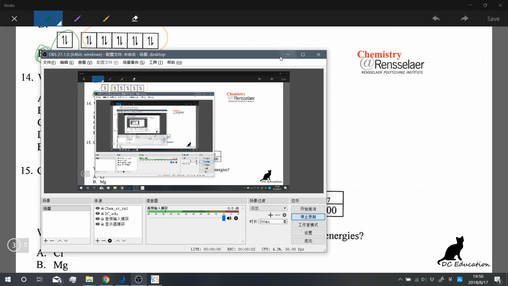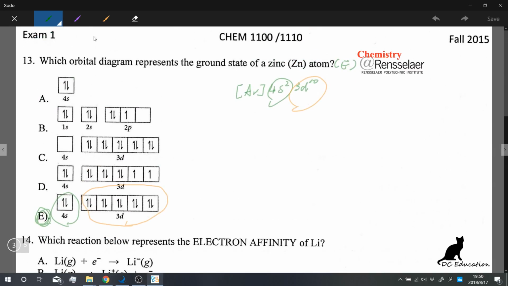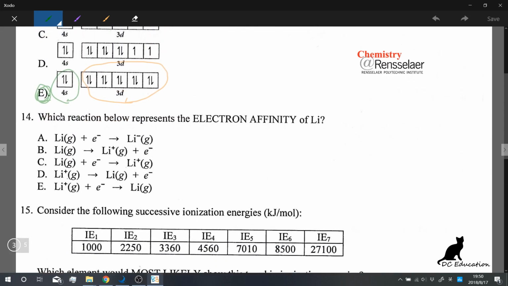Okay, so let's keep going. And so we're on question number 4. We're still on exam 1 from 2015 fall semester, and we're on question number 14 over here. It says, which reaction below represents the electron affinity of lithium?